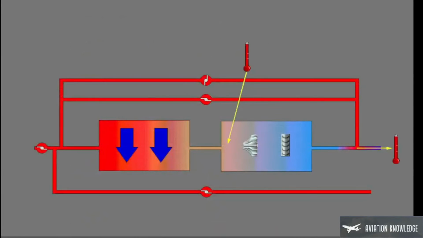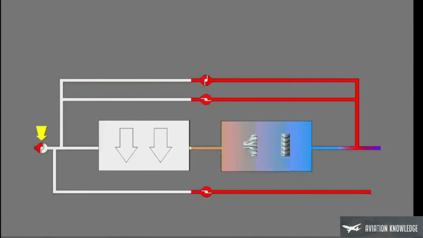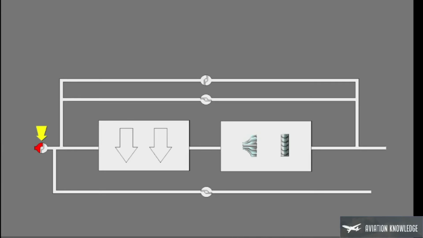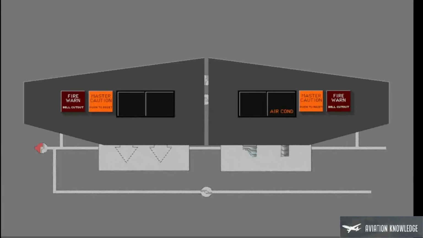If the temperature in the pack is too high, or if the pack output temperature is high, then the pack light illuminates and the related pack valve closes. Reset the master caution system.